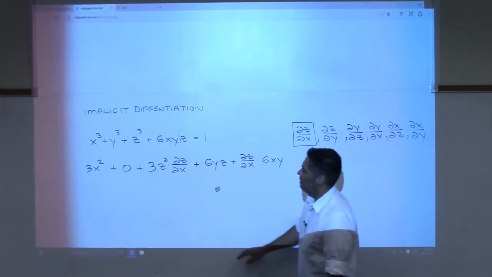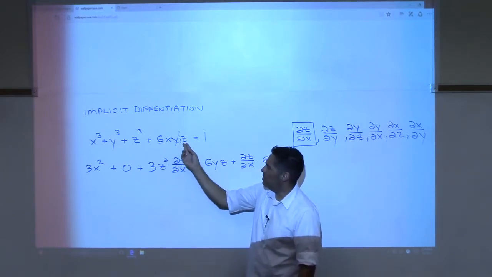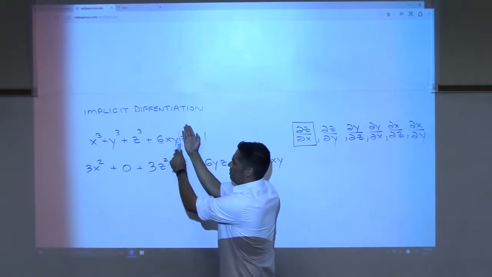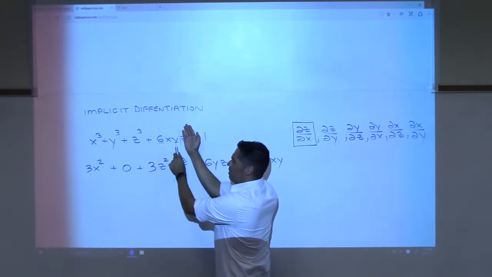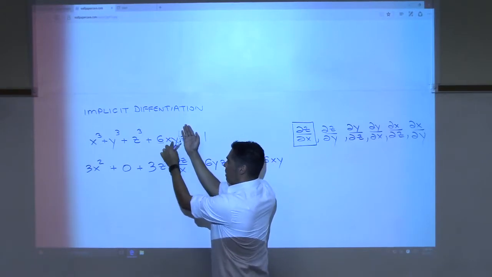Okay, let me go back through that. This is a product because I have two variables, x and z, right? X is my independent variable, z is my dependent variable. So when I cover that up, take derivative of this, 6 and y are constants, derivative of x is 1 with respect to x. So I get 6y, but then times z.